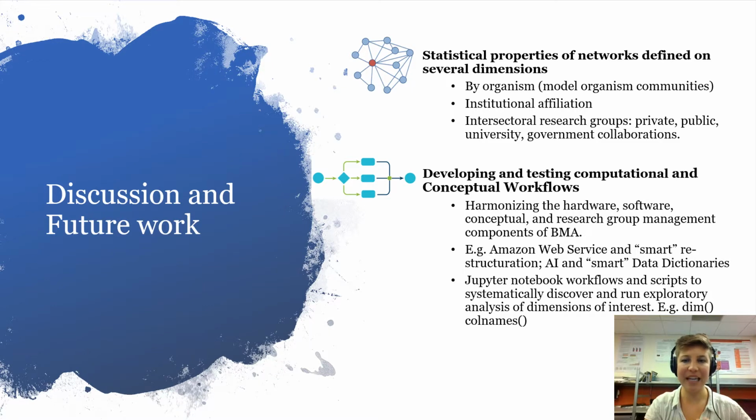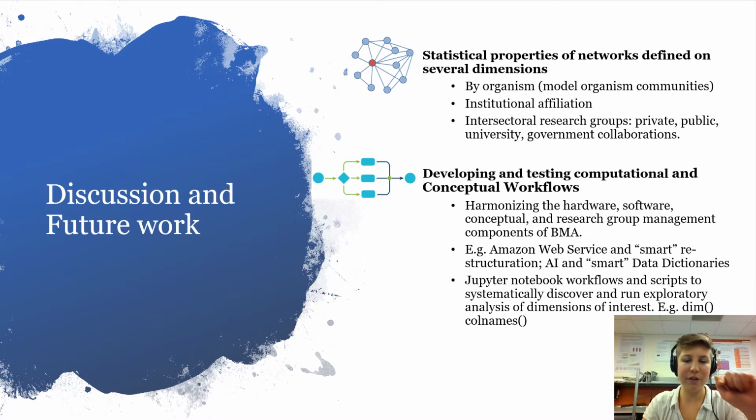The second is by institutional affiliation. Institutional affiliation is a type of semantic metadata. The third one is intersectoral research groups. So within the intersectoral research groups, such as private, public, university, government, we can see how expertise can organize to create a scientific output.